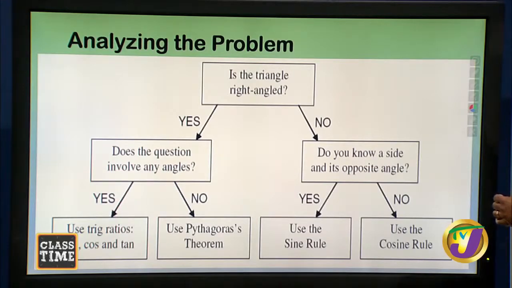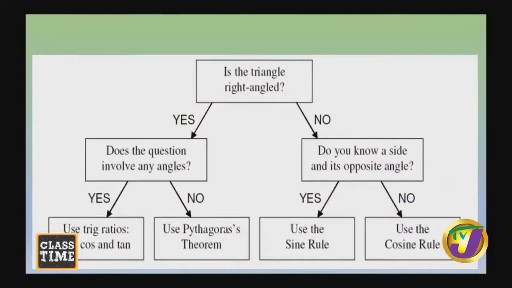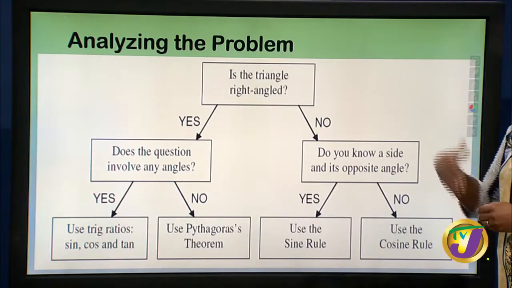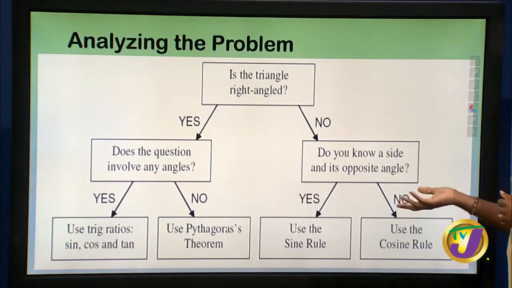So is the triangle a right angle triangle? When you're looking at your problem, after you've made your sketch, if it is a right angle triangle, does it involve any angles? If yes, then we use the trig ratios, sine, cosine, and tangent. But if not, we're going to be moving to Pythagoras' theorem, once it's a right angle triangle.